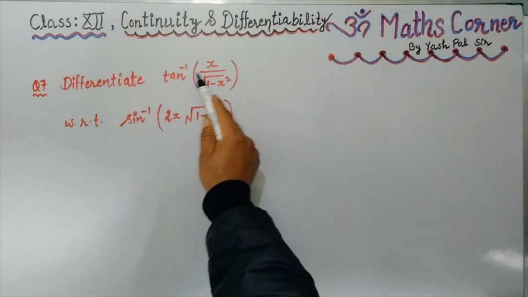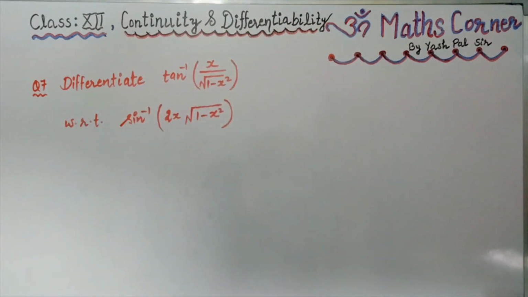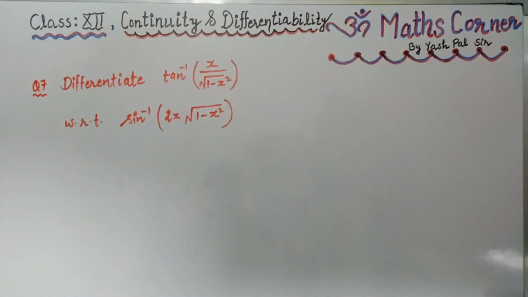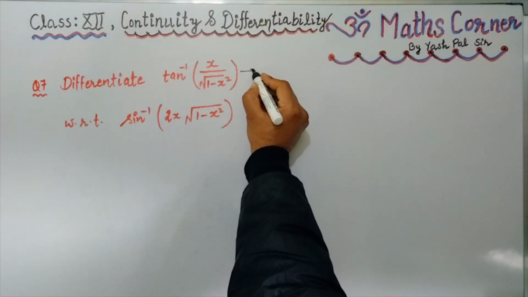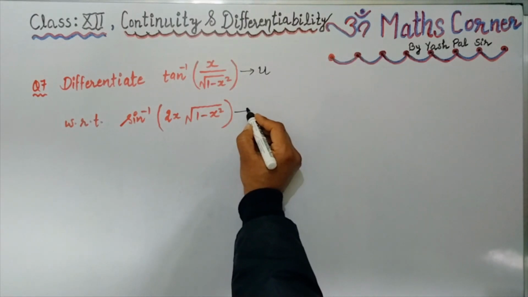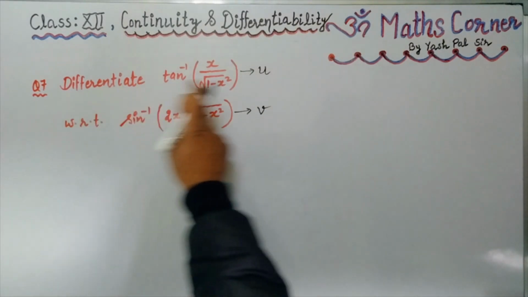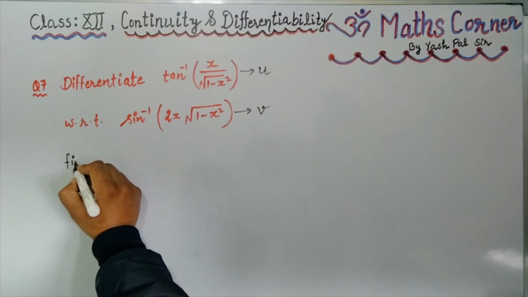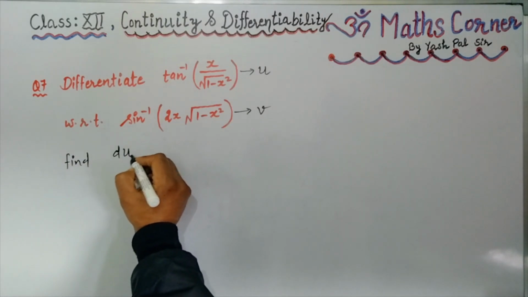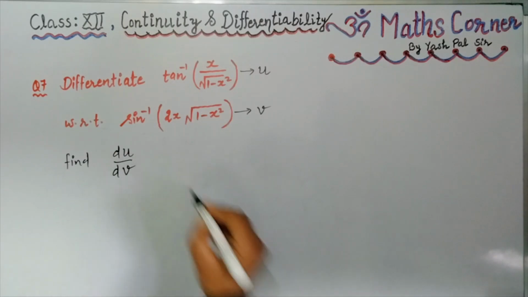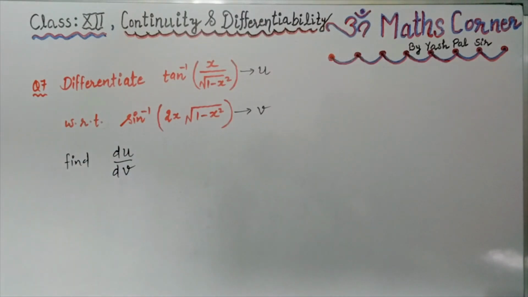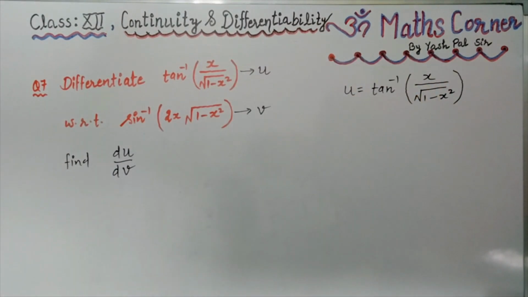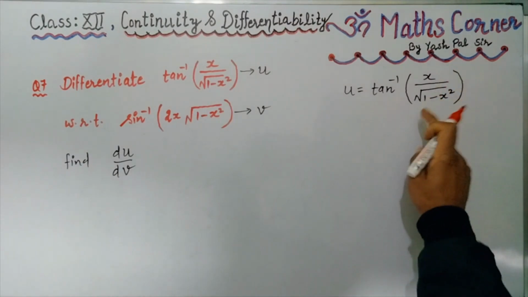Question number 7. Differentiate tangent inverse x upon square root 1 minus x square with respect to sine inverse 2x square root 1 minus x square. So here what we do, suppose this is u and suppose this is v. Now differentiate u with respect to v. So what is to find? Find du upon dv. Right? So here u is tan inverse x upon square root 1 minus x square.